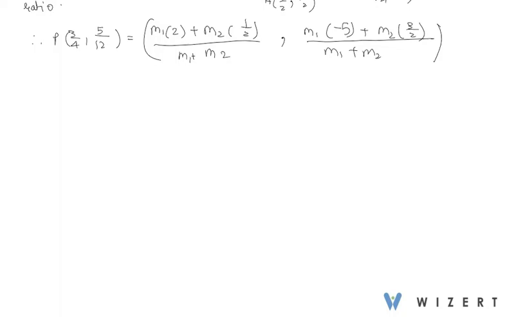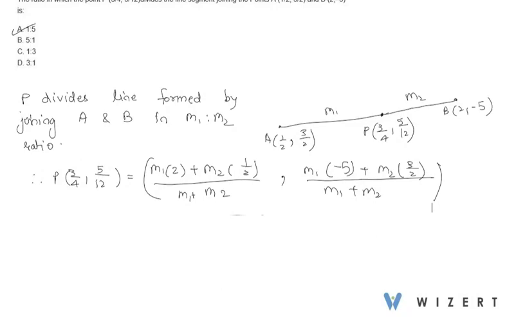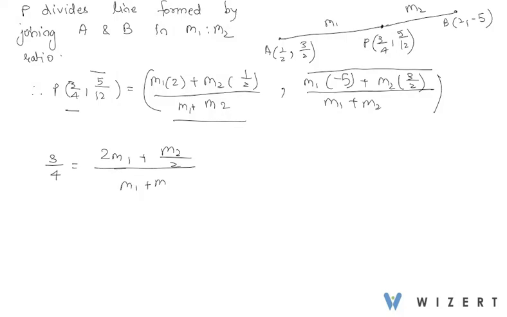Now in order to find the ratio, what we need to do is equate either x coordinate to x coordinate or y coordinate to y coordinate. So let's do it. Let's equate x coordinate to x coordinate. So this is (2m1 plus m2 by 2) divided by (m1 plus m2). By cross multiplying, we get 3m1 plus 3m2 equal to 8m1 plus 2m2.